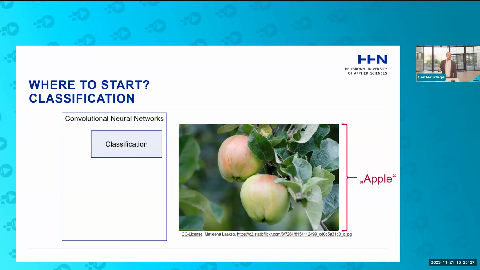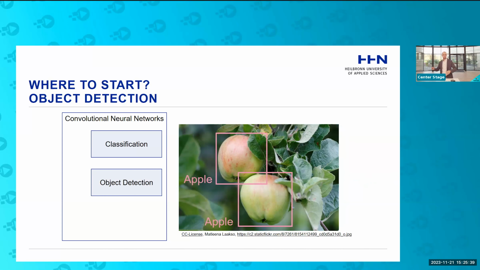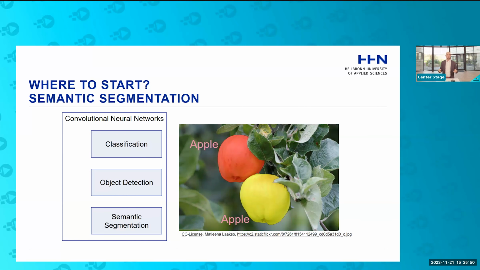So what could we solve with that? Just as Arvid showed before, we have several use cases like classification, where we make image level decisions. There is an apple on that image. We have object detection, where we can localize and identify multiple objects, draw these bounding boxes around them. And we have semantic segmentation, where each and every pixel is assigned to a certain object.